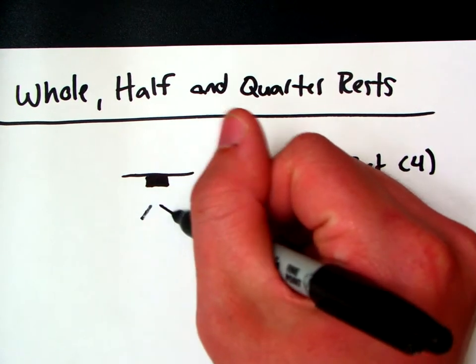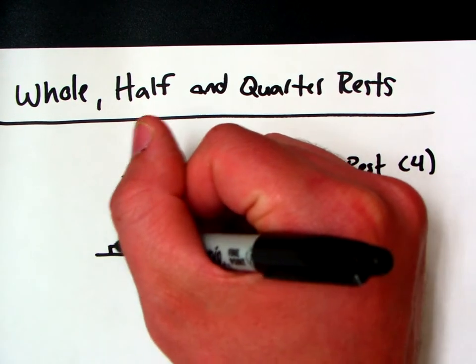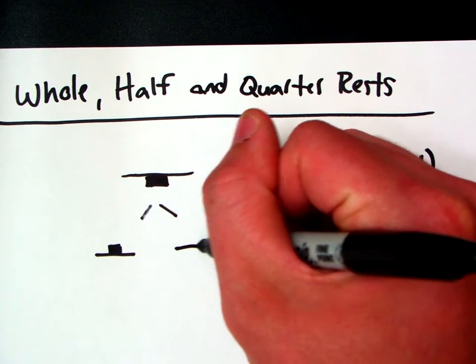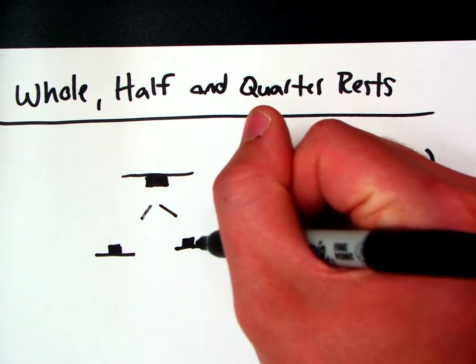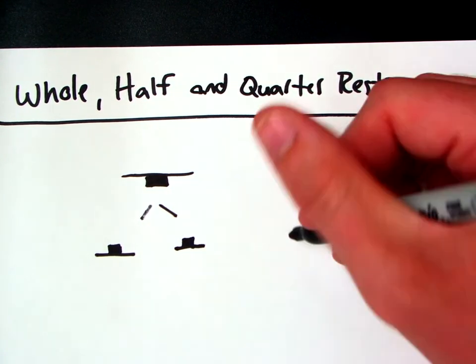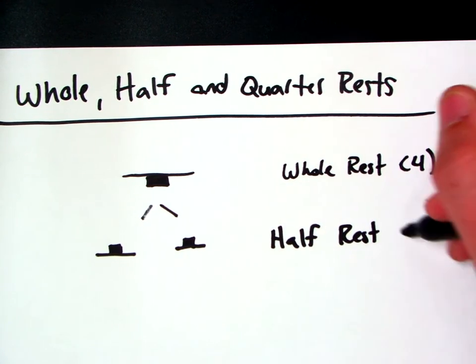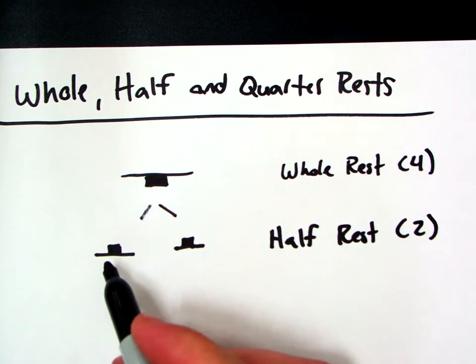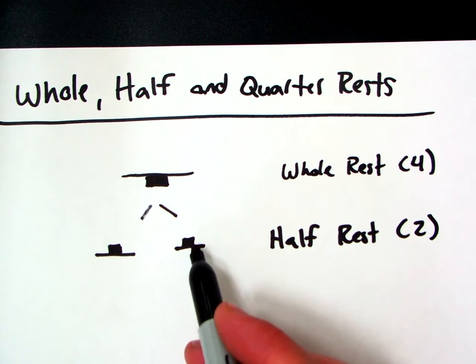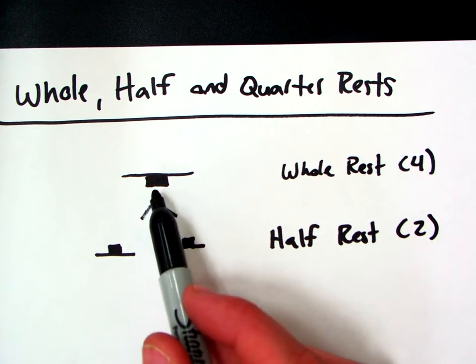Now I can divide it evenly into this shape. It's the opposite, right? So we have the line on the bottom and then the box on top. This is called a half rest. And each one is worth 2. So this is worth 2. This one over here is worth 2. 2 plus 2 add up to 4.